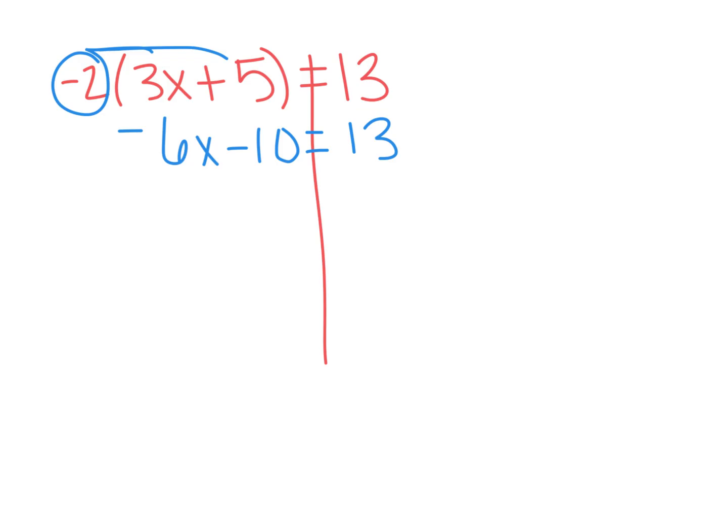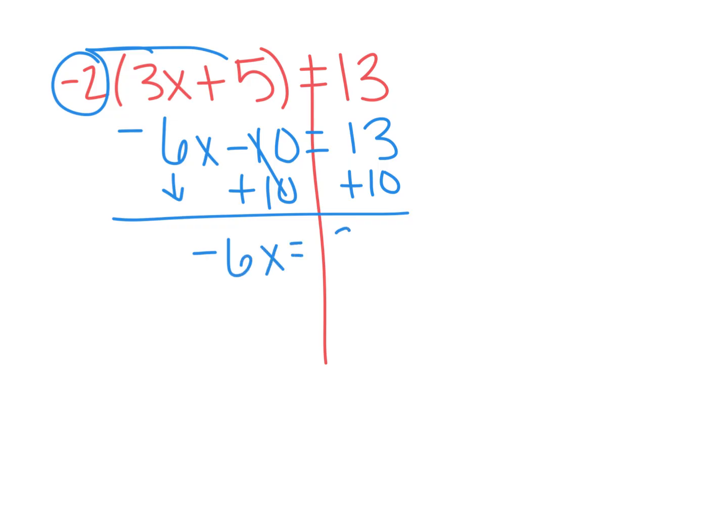So how do we move it to the other side of the equals? We're going to do the inverse or the opposite. We're going to add 10. Bring down, make sure you bring down that negative with your 6 equals 23. And last step, move your coefficient by doing what? Division. We're going to divide by a -6.